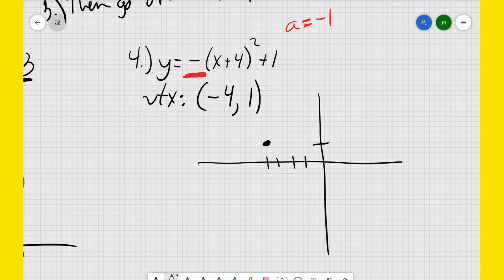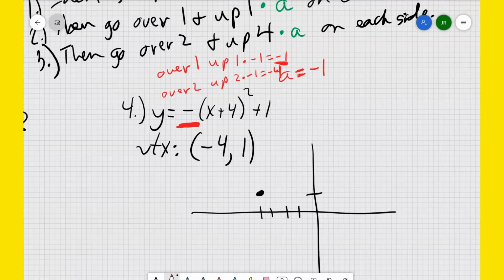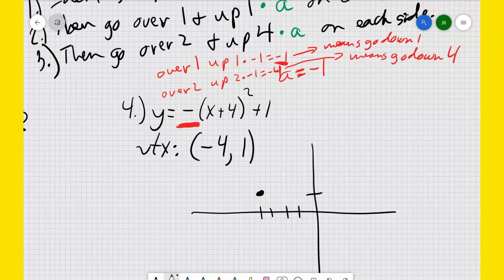So I'm going to go over 1 and up 1 times negative 1, which is negative 1. I'm going to go over 2 and up 4 times negative 1, which is negative 4. So when I say I'm going up negative 1, that really means I'm going down 1. Okay? This means go down 1. This means go down 4.